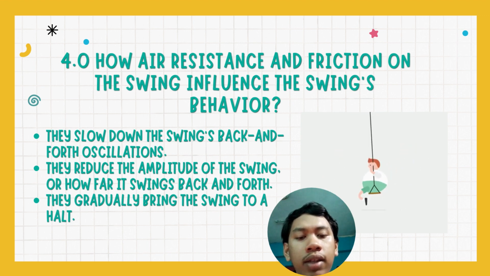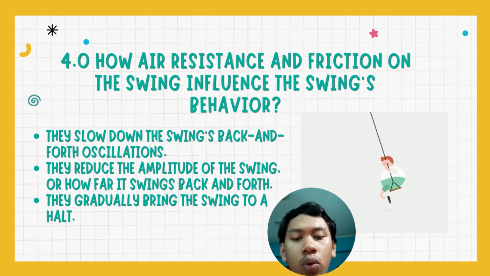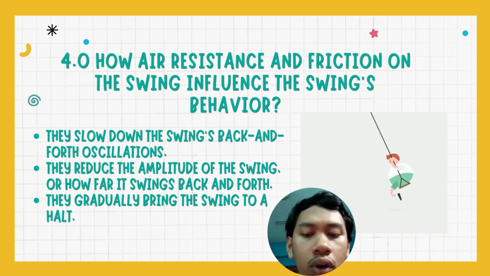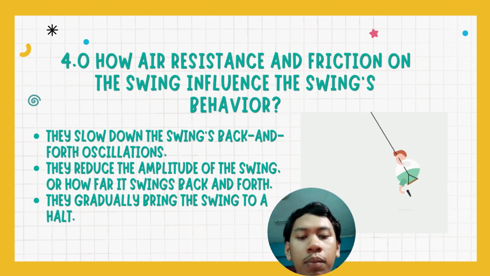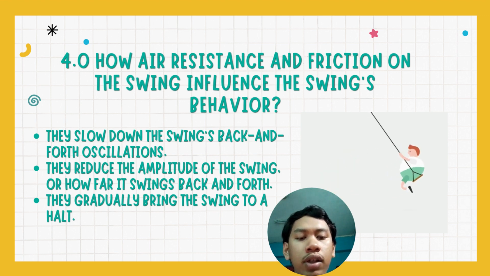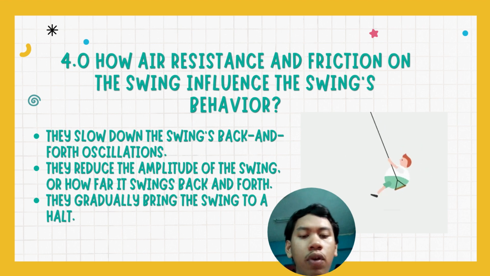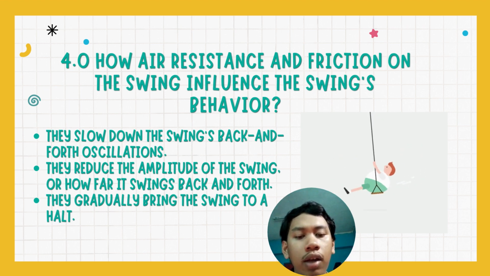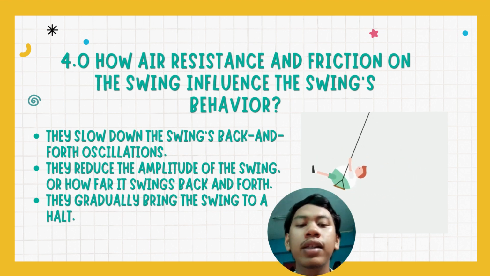So the higher the speed, the higher the amplitude. The lower the speed, the lower the amplitude. So the next one, they gradually bring the swing to a halt, which is the friction force will make the swing become static, because they will push the force to zero and create the total force to zero. So the swing will become static.